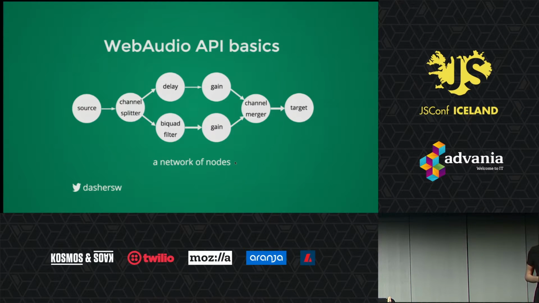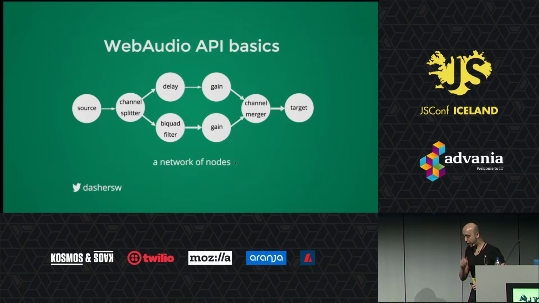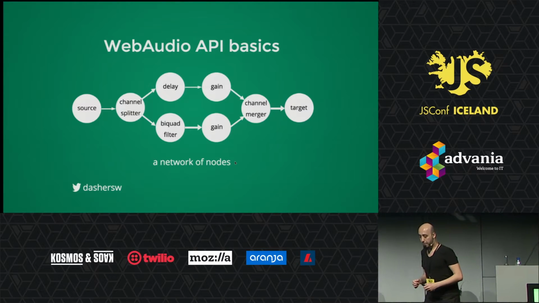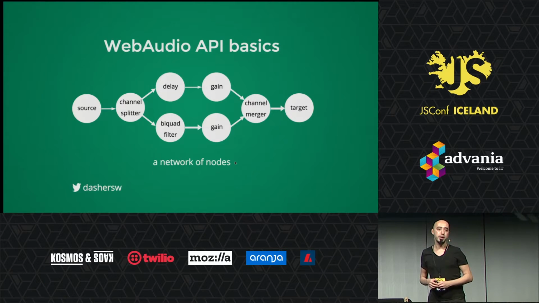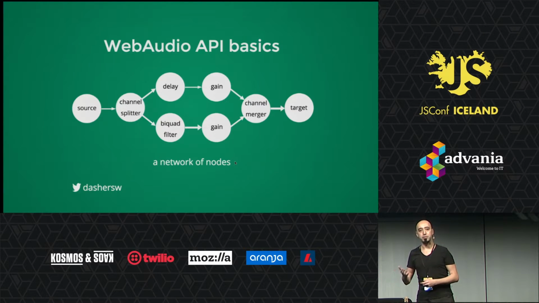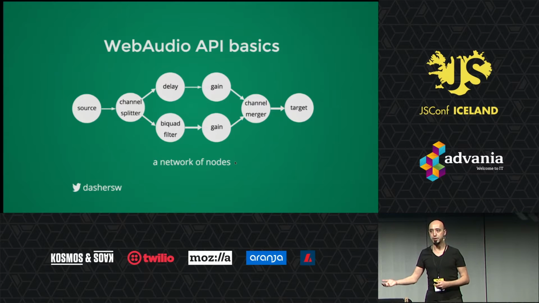So a little bit about WebAudio API and its basic structure. WebAudio API is a network of nodes. All you do is you create some nodes, and they are either a source, so that they represent a signal like an MP3 file, for example, or an oscillator like a keyboard, which is a source of sound, or they are sound processing units, sound processing nodes.